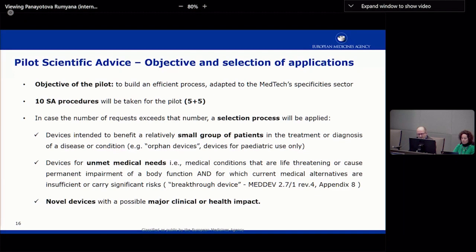We'll also be targeting devices that are conceived for unmet medical needs, what the guidance calls a breakthrough device, meaning that it's a device for which there are no really good alternatives at the moment, or, on the opposite, the really novel devices where we can potentially have a major clinical or health impact. So we'll also be targeting those and prioritizing those.